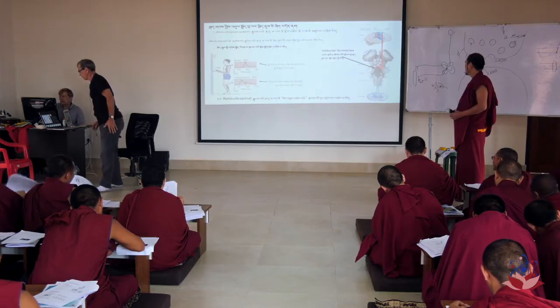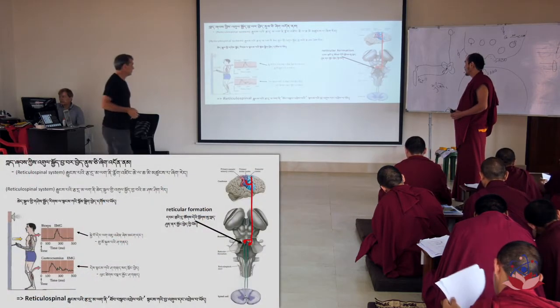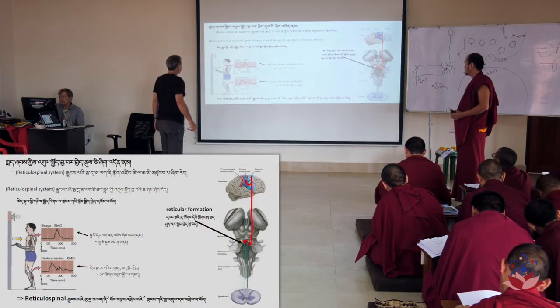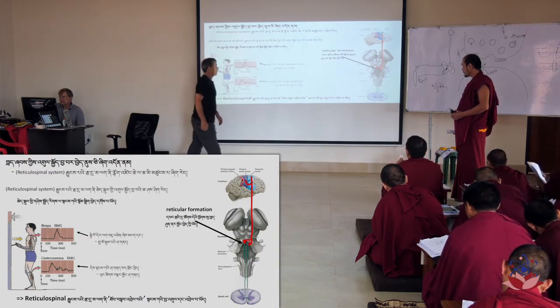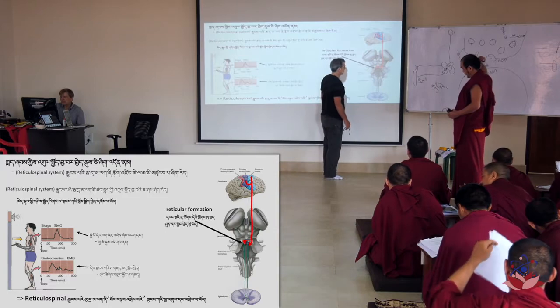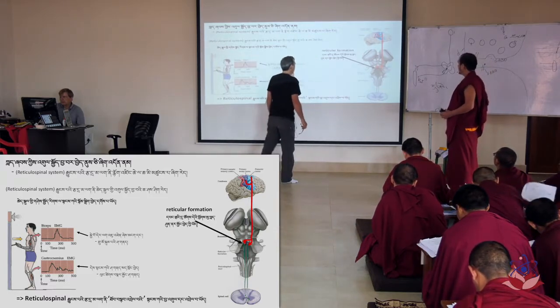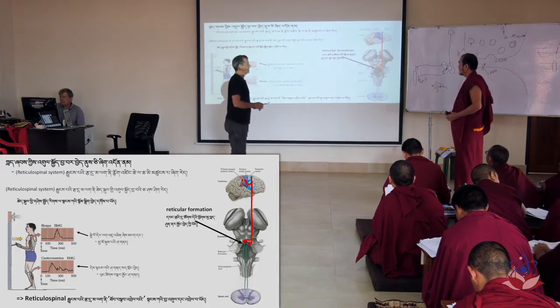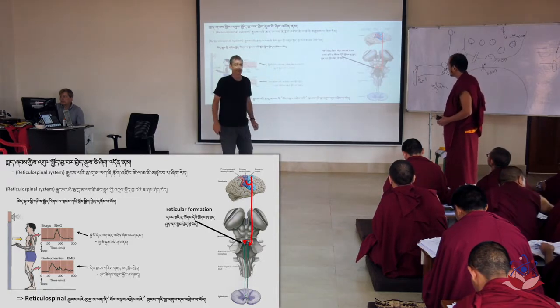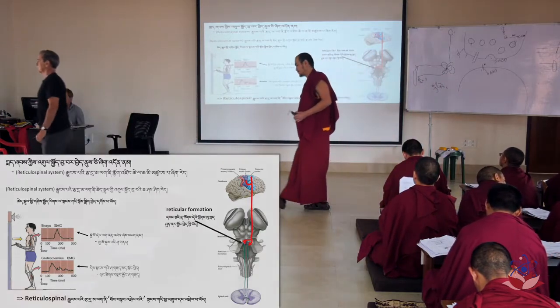Okay, so now we're talking about the midbrain. And this is the reticular formation. Okay, so the reticular formation is critical for you to be able to do certain movements.